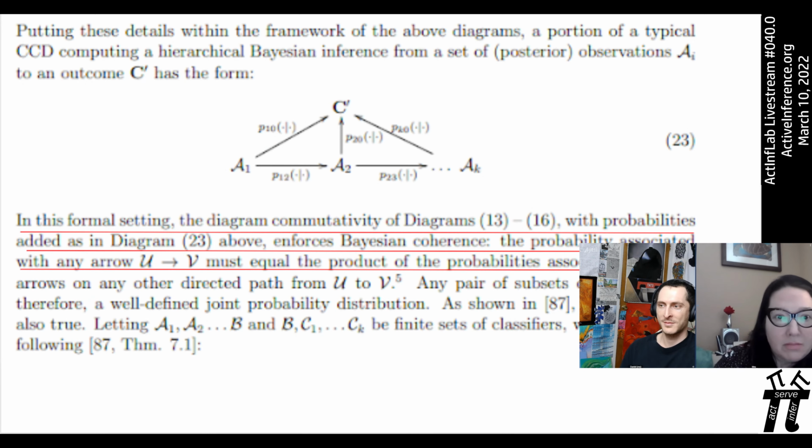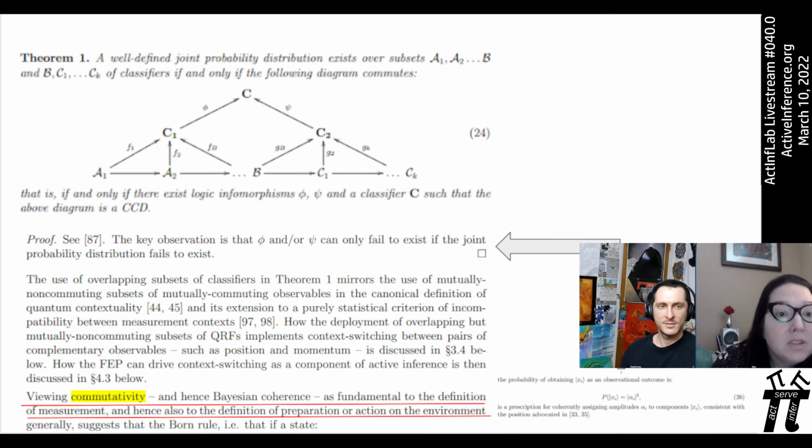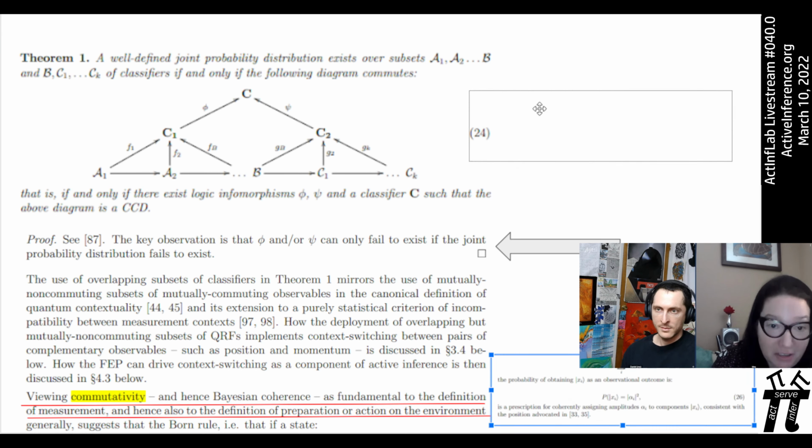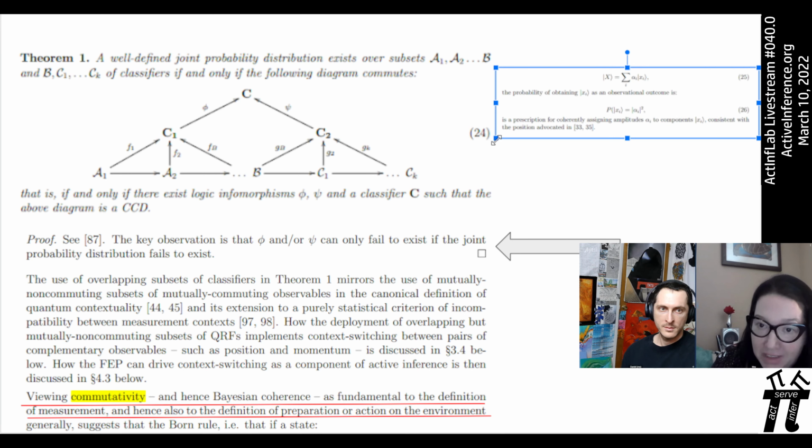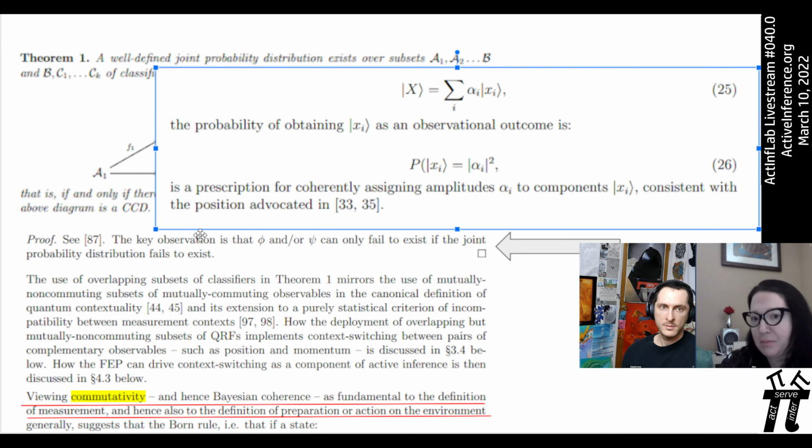All right, here we go. More of this commutativity. So here they talk about commutativity as Bayesian coherence. We talked a little bit about quantum coherence earlier, but they're bringing this notion of Bayesian coherence up. So viewing commutativity and Bayesian coherence as fundamental to the definition of measurement, like if I measure the length of the salamander, and Daniel measures the length of the salamander, we could get the same answer or not. And hence also to the definition of preparation or action on the environment.